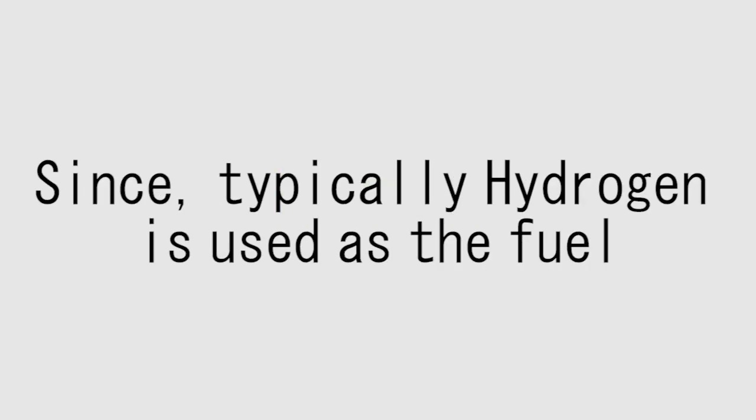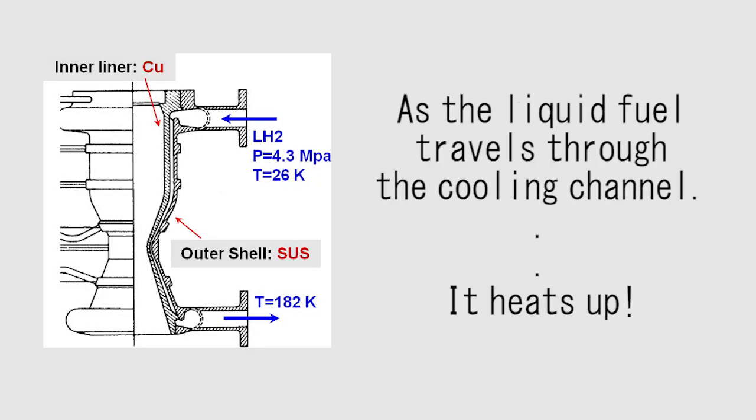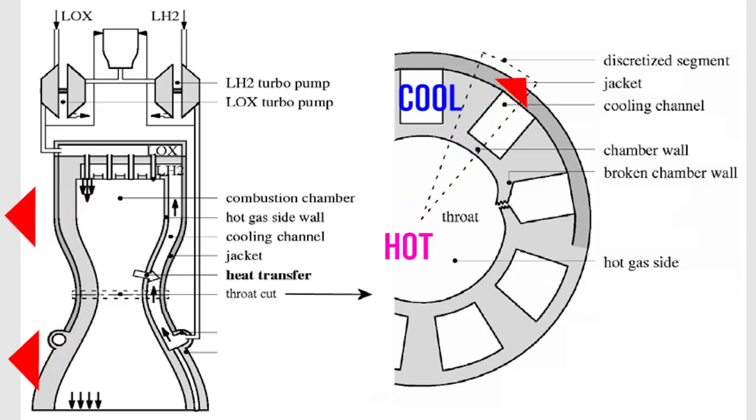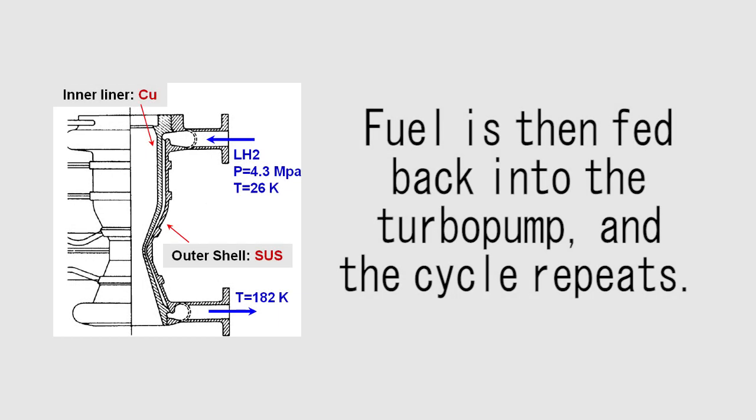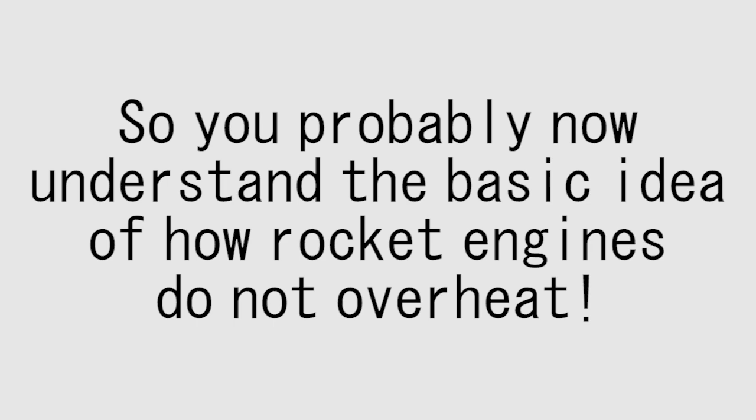So since hydrogen is typically used as a fuel, it is pushed through the outer tube where it'll then gain temperature. So it'll heat up. And this will obviously produce heat transfer outward from the hot side to the cold side. The temperature will cool down inside the combustion chamber and the hot fuel is fed back into the turbopump. So heat will flow from the hot gas to the cool fluid. This type of heat transfer is called convection.